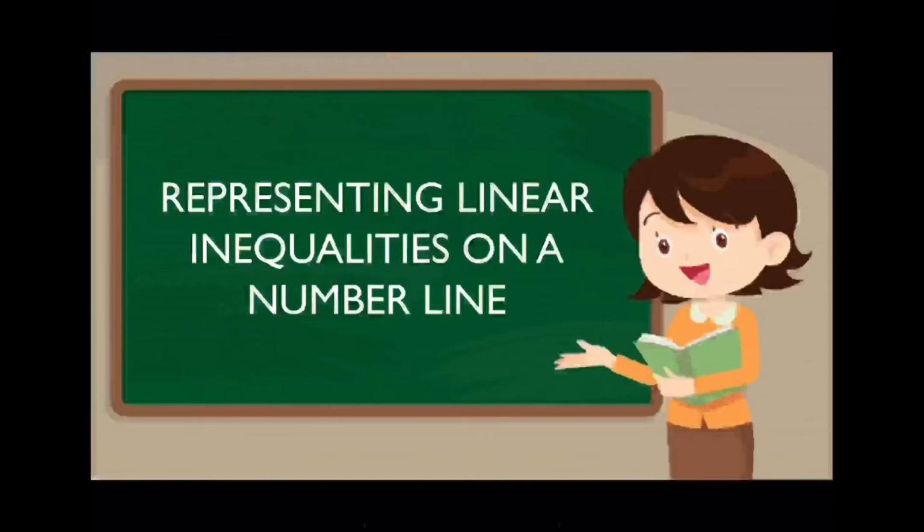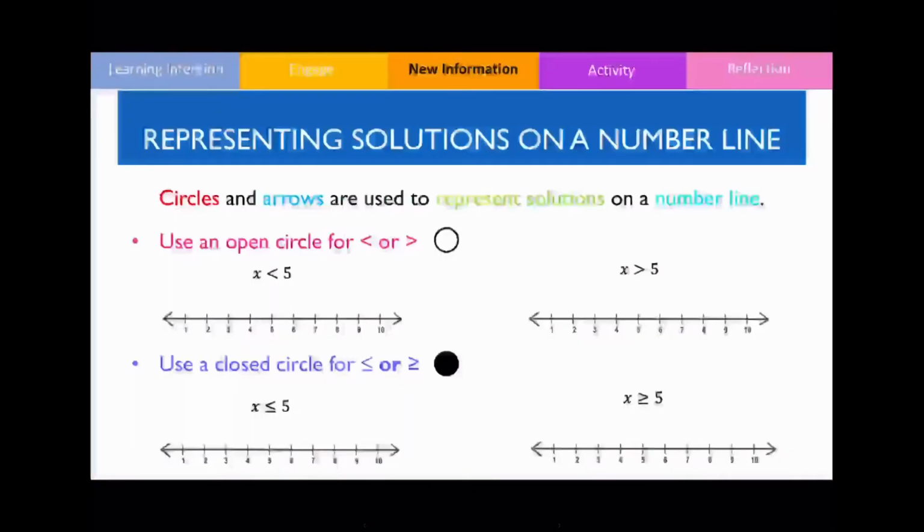We're going to be moving on to the next part of today's lesson, okay, which is about representing these linear inequalities on a number line. So how do we actually do this? What you need to know is the symbolic notations that we use to represent this. So we use circles and arrows to represent solutions on a number line, okay?